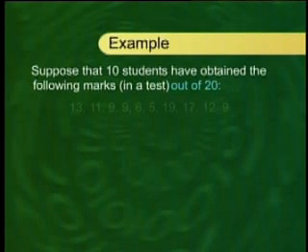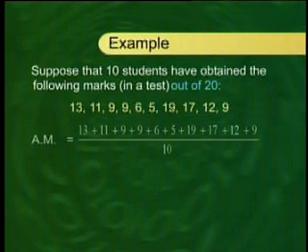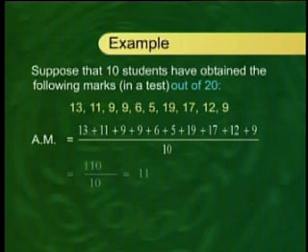Suppose that there are 10 students in a particular class, and suppose that they obtain the following marks in a test out of 20. 13, 11, 9, 9, 6, 5, 19, 17, 12, and 9. If we find the arithmetic mean, the average marks come out to be 110 over 10, and that is 11.